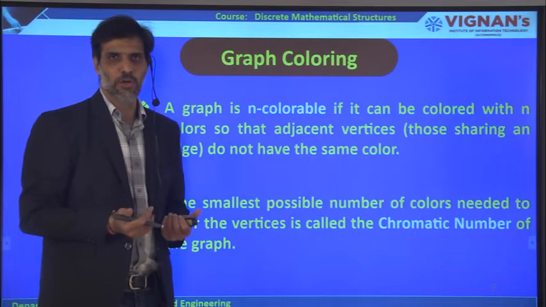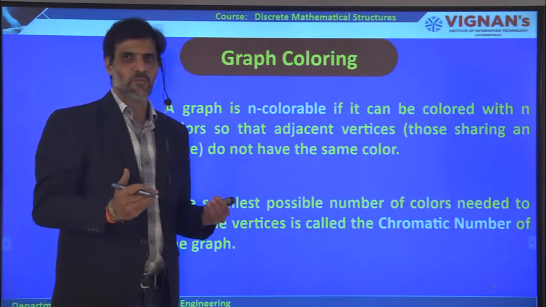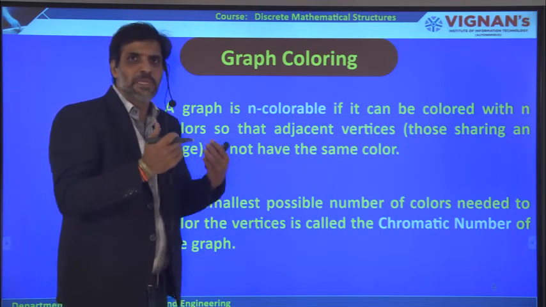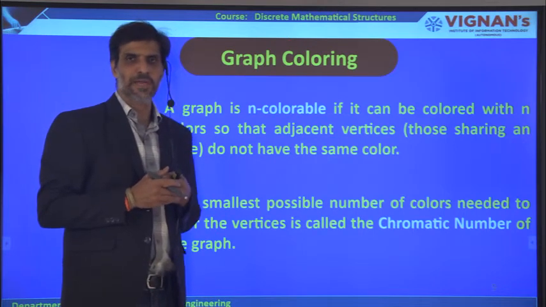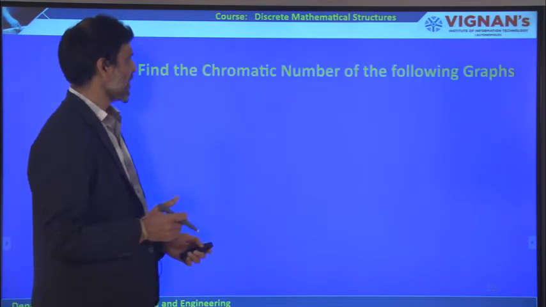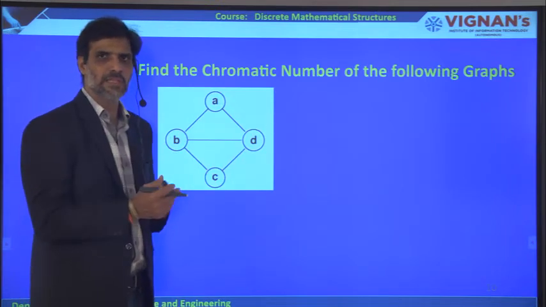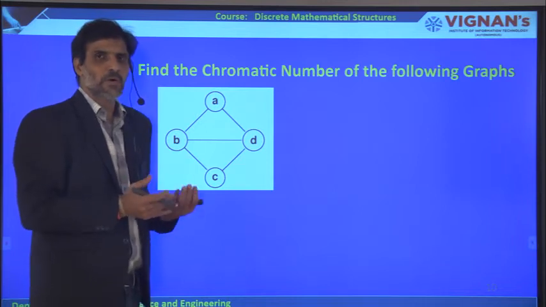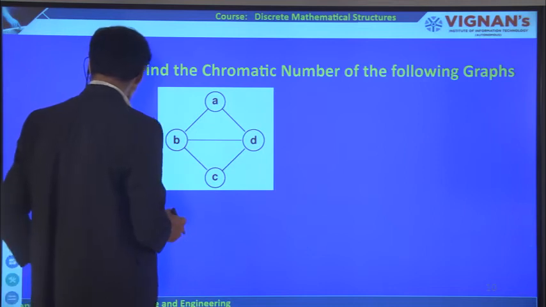So what do you mean by the chromatic number of a graph? While you are going to color the graph, you need to color the vertices of the graph with the minimum number of colors. Those minimum number of colors are called the chromatic number. So how do we get that? For example, find the chromatic number of the following graph. First try to understand how to color this graph, with what minimum number of colors. So let us try to understand this.